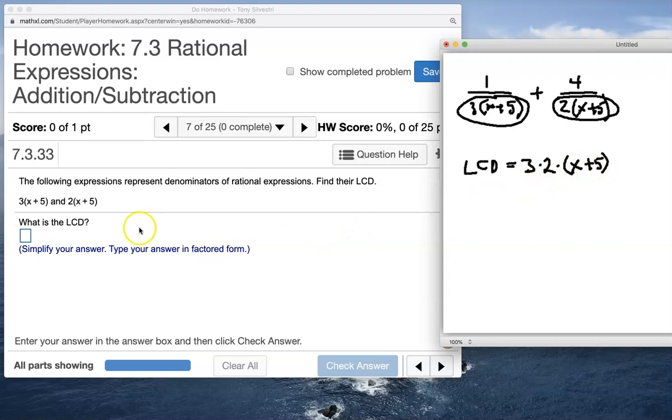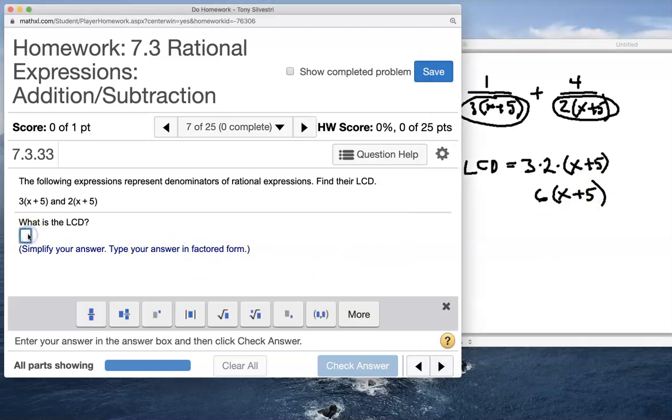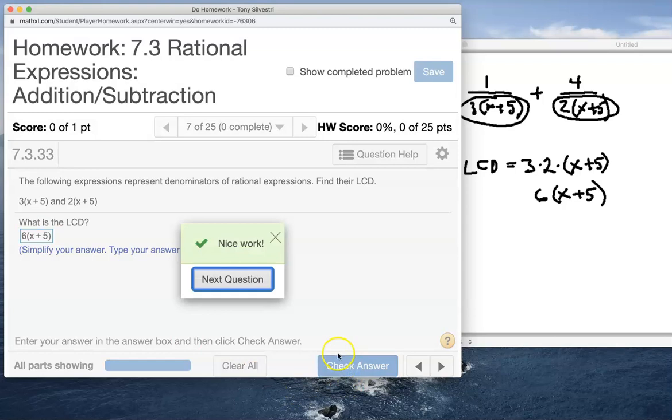So what you're going to do is you're going to say 6. 3 times 2 is 6. And I would probably just leave this alone like this. Just leave the factors there. Don't have to multiply through. That's the lowest common denominator: 6 times parentheses x plus 5, close parentheses. Check your answer. There you go. That's it. I'm not lying to you.